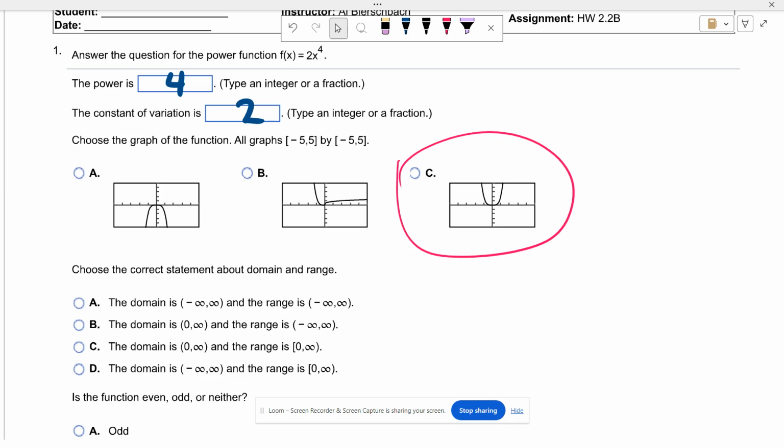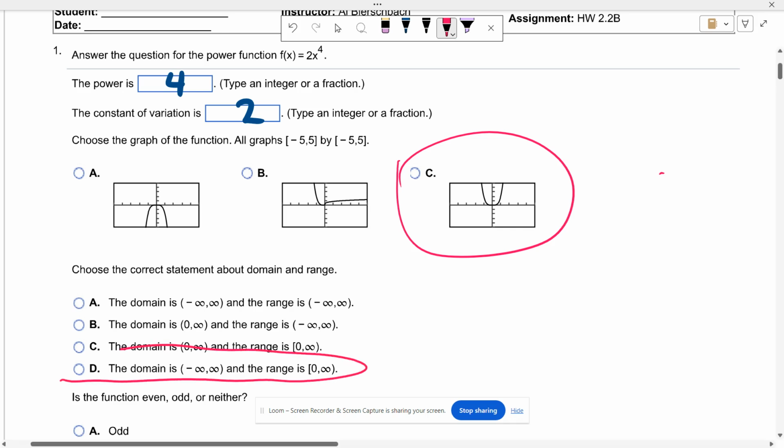Yeah. All right. So the domain for this is what? For the red one I circled. Domain is negative infinity to infinity. What's the range? 0 to infinity. So it would be this one.